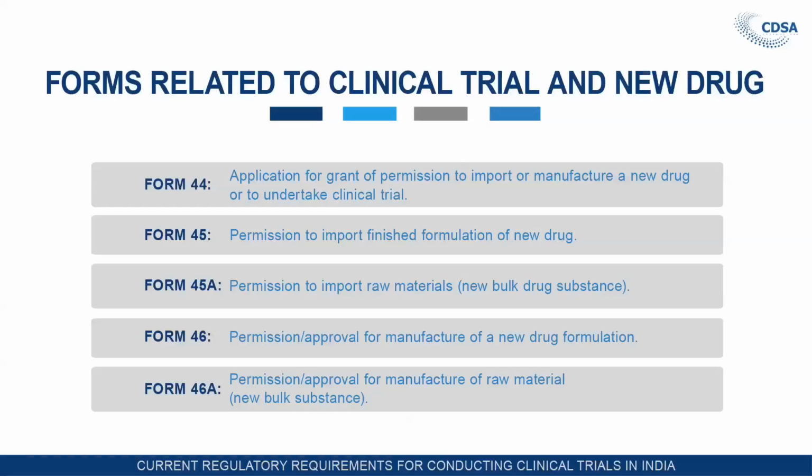Then Form 45, it is permission to import finished formulation of a new drug. So if somebody wants to import a new drug, then he has to apply in Form 45, and if it is a new drug, again it will require first clinical trials. So in this form, again the name of the company, then details of the drug like name, dosage form, strength, indication of the drug which is to be imported, that is given in this form.